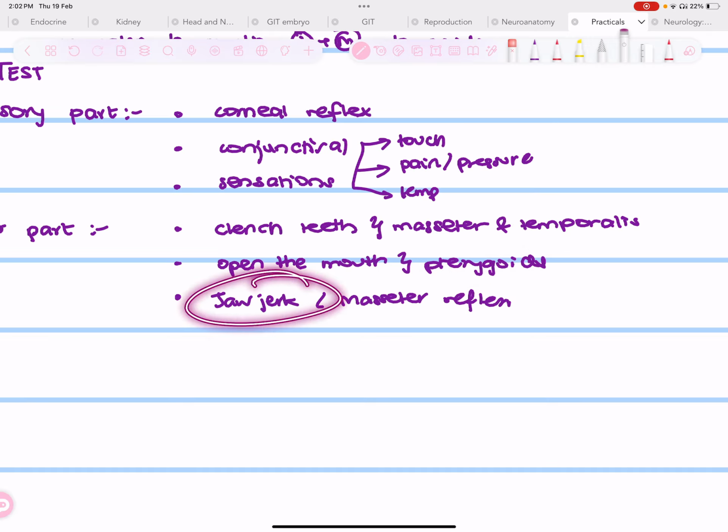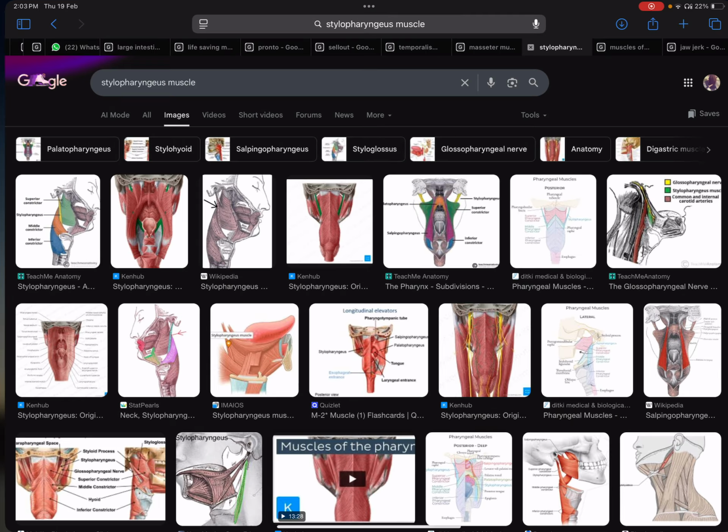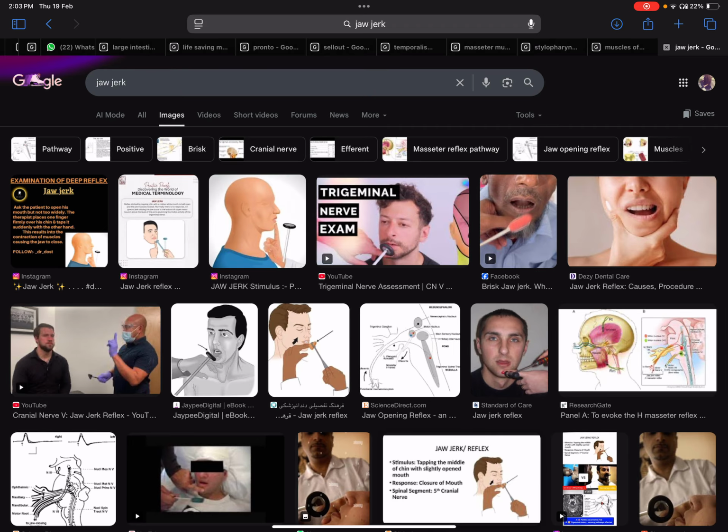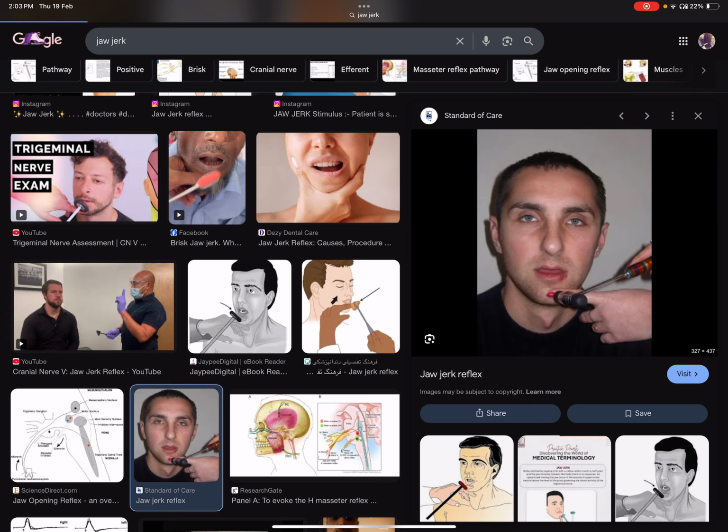For jaw jerk and masseter reflex, what you have to do is basically ask the patient to open their mouth slightly first of all, and after that you can do the jaw jerk. So once the mouth is open, I can show you a picture for that right here. You can see once the mouth is open like this, you have to keep your finger right there, and then using this hammer you have to gently tap, and there'll be a jerk. If there's a jerk, it means that everything is perfectly fine.